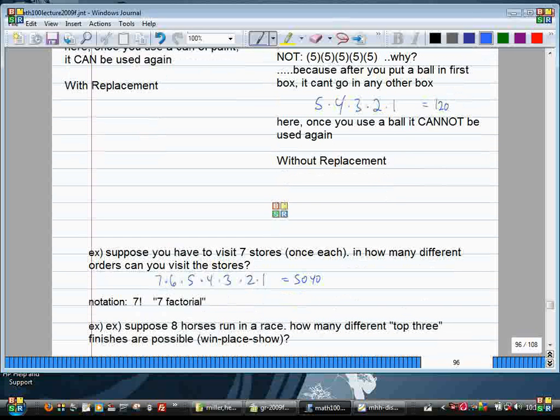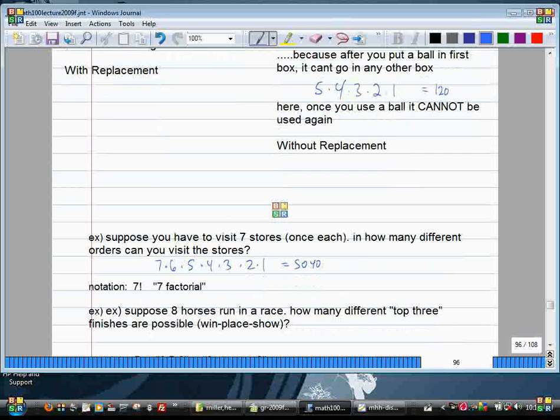Suppose 8 horses run in a race. How many different top 3 finishes are possible? And for all you racing junkies, that's Win Place Show. Okay. So, first of all, how many events are there in this problem? Yeah, right, it's 3. Because we only care about the top 3 horses. We don't care about the others. So there are only 3 events.